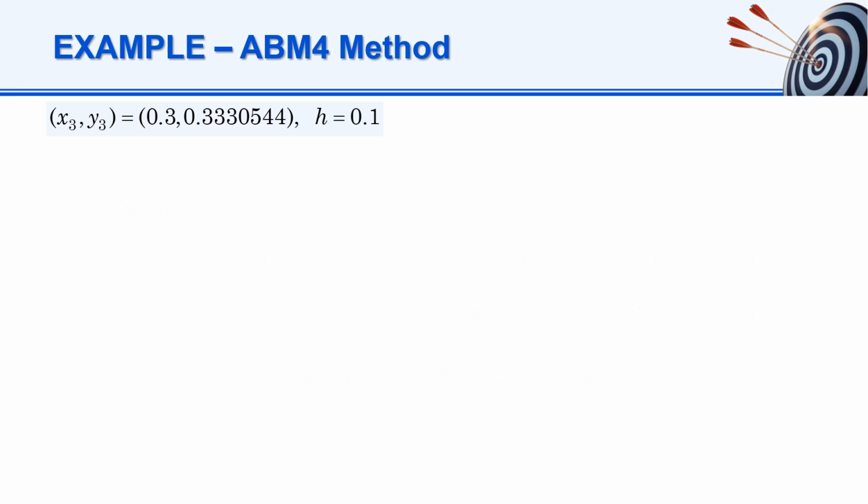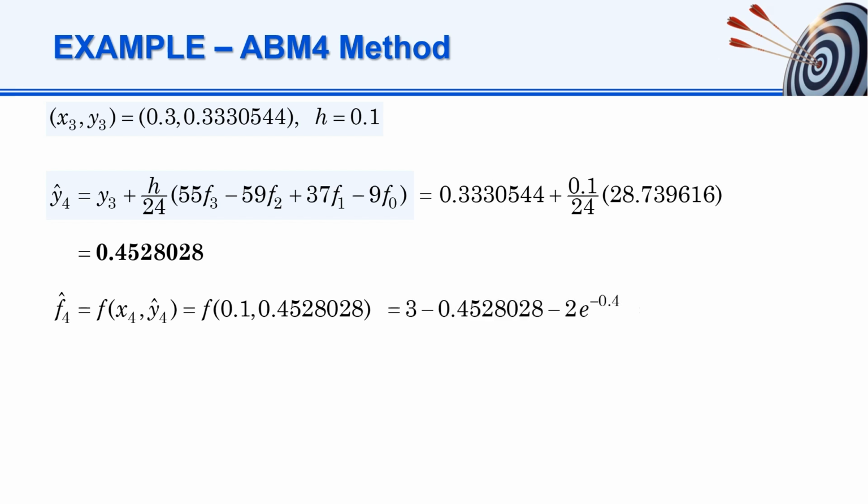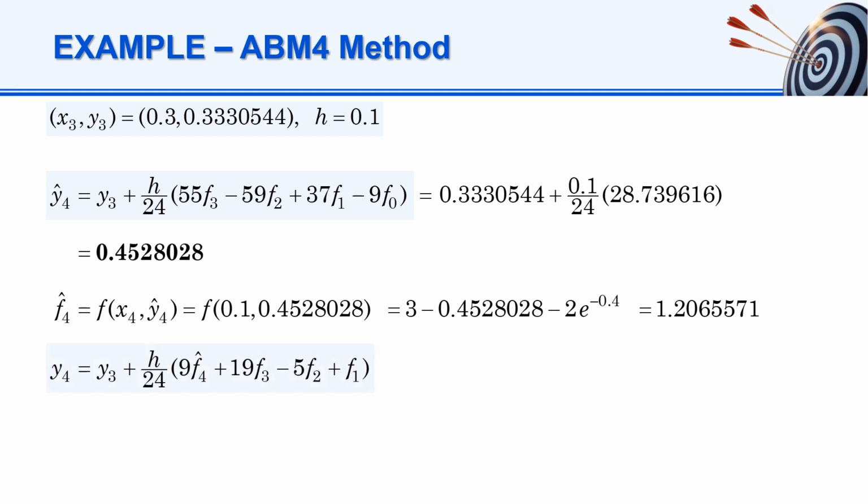To find the fourth step estimate, we apply the predictor as shown, which leads to 0.45028028. The corrector step requires f hat 4. Substituting y hat 4 and evaluating gives 1.206557. Then, substitution in the corrector step gives 0.4527, etc.